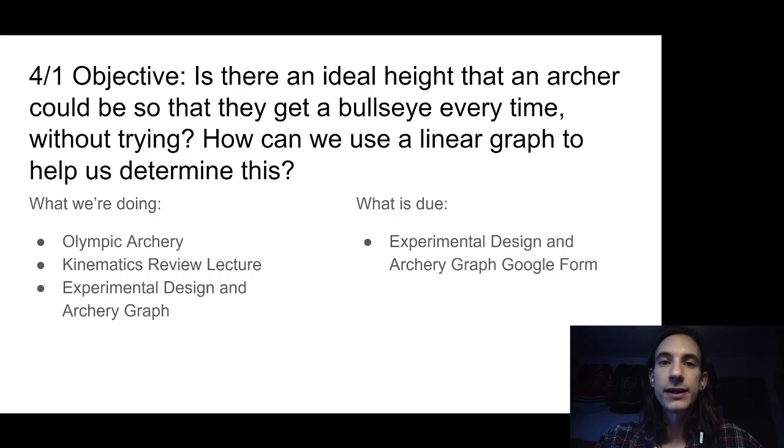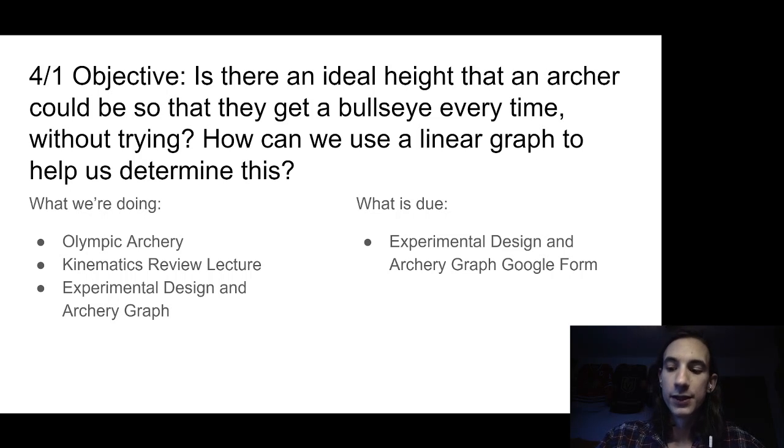So yesterday we looked at how we can create linear graphs, some graphs that may not inherently be linear. And then what we're going to do today is just look at this archery situation really quick. I'm going to give you a brief review about kinematics. Hopefully it won't be too long. And then I'll cut you free, and you've got a Google form, experimental design and archery graph Google form, that I want you to try out.